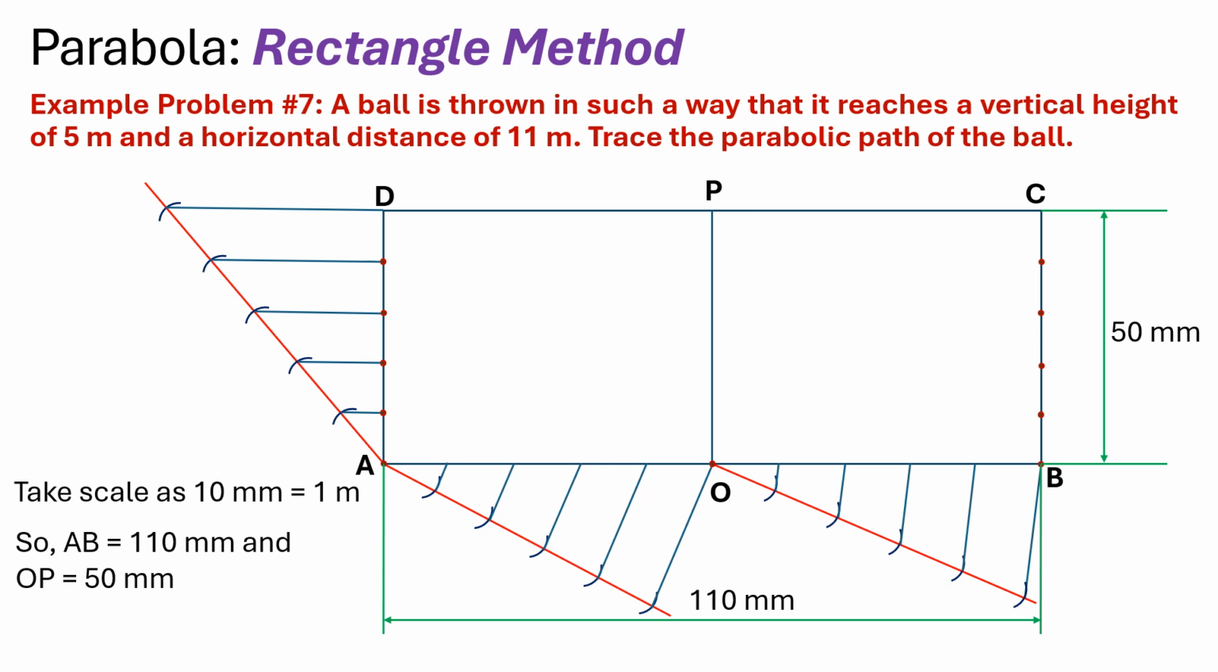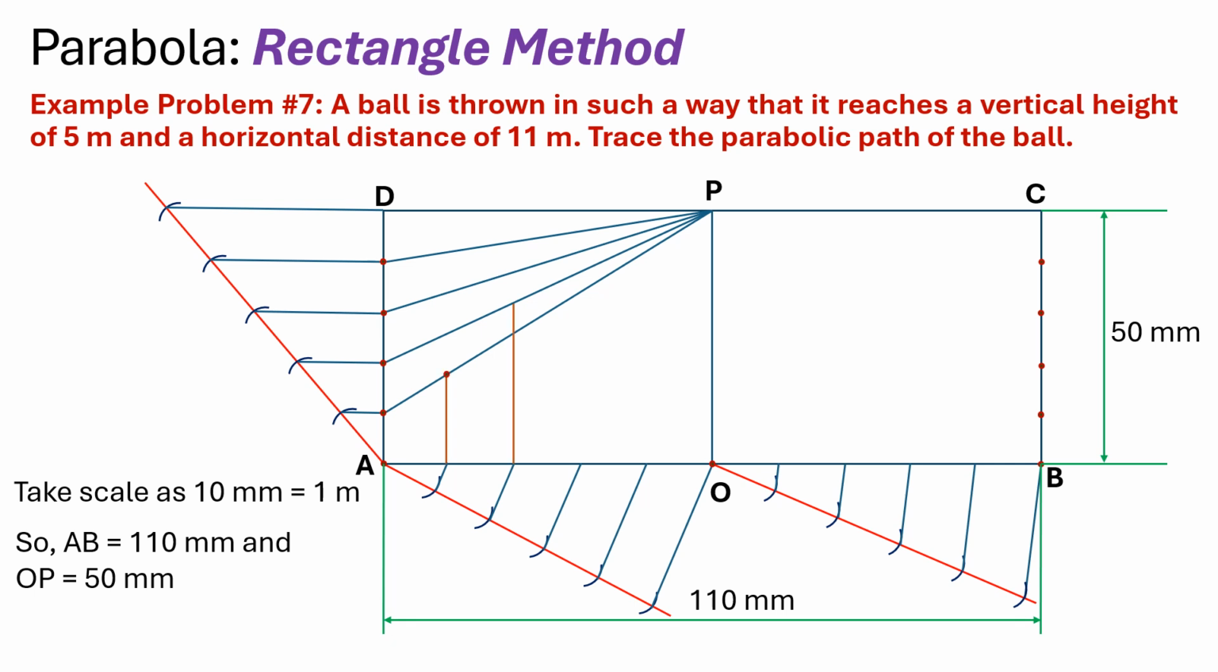Once it is done, then our job is to join the points on line AD and BC with P. And from the points on AO and OB, we draw perpendiculars to intersect these lines. So to start with, first we join P with the points on line AD. So we have these lines to join the points on AD with P. And then from the points on AO, we draw perpendiculars to get some points of intersection on these lines. So from this one, we get this point. So likewise, we have these 4 different points on these 4 lines.